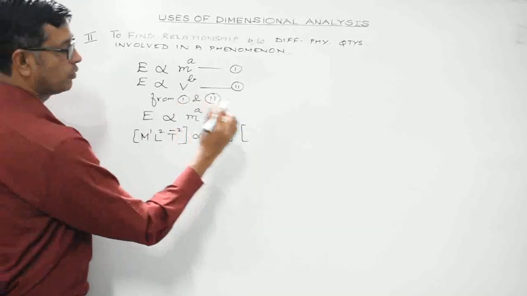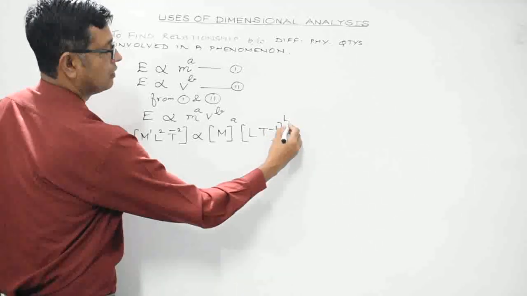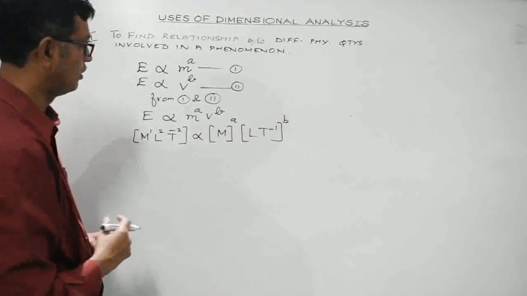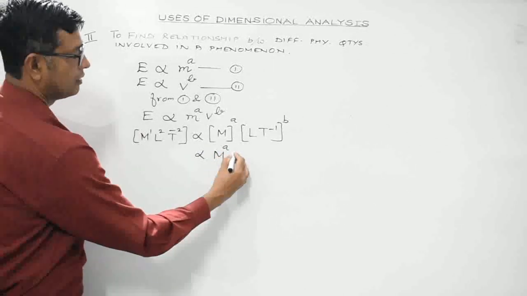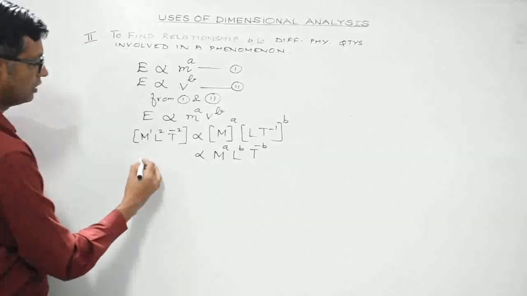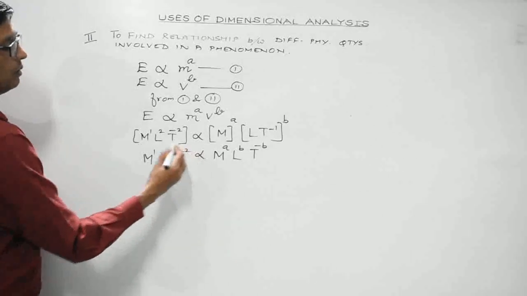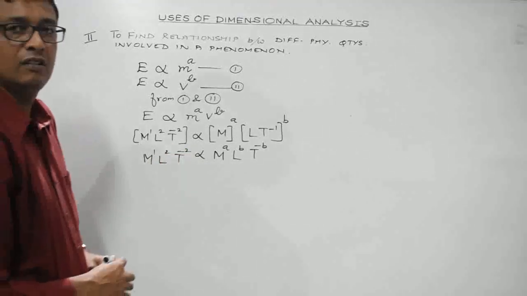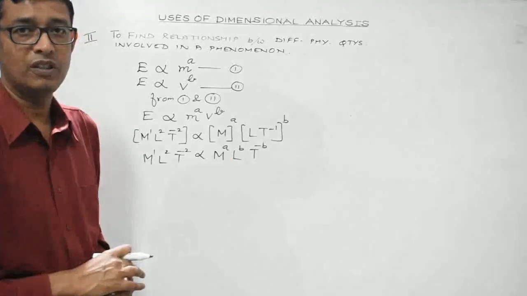What is the dimensional formula for velocity? It is L t to the power minus 1. Clear, students? So what to do is m to the power a, L to the power b, t to the power minus b. And over here it is m to the power 1, L to the power 2, t to the power minus 2. I am very sure up till now there shouldn't be any sort of problem.